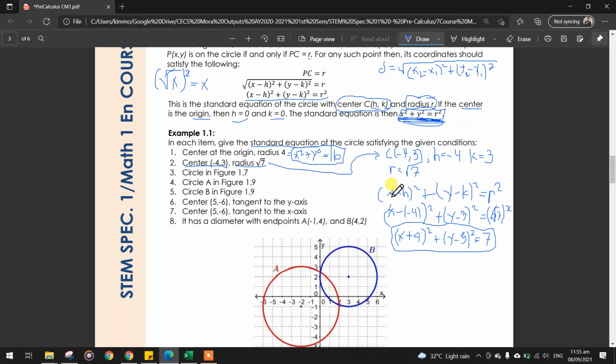Dali ra no? Kailangan lang kag center og imuhang radius. So, mao na siya ang final answer. X plus 4 squared plus y minus 3 squared is equal to 7.